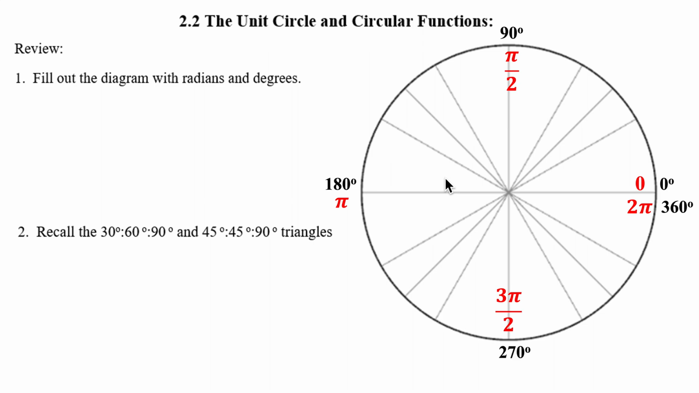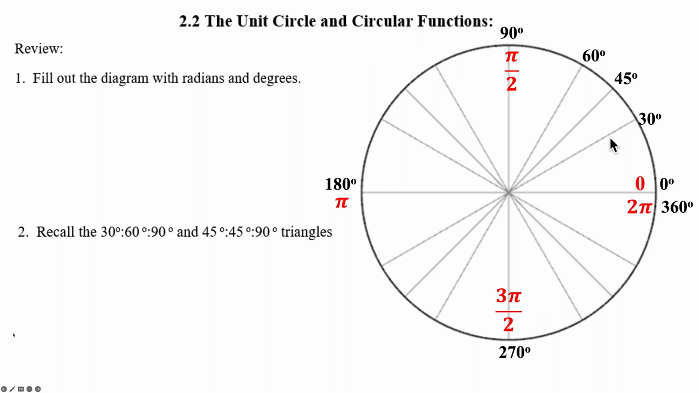Okay, rule number one, you only need to know quadrant one. Everything in quadrant one, you can use to build the other quadrants 2, 3, and 4. So this will be 30, 45, and 60.